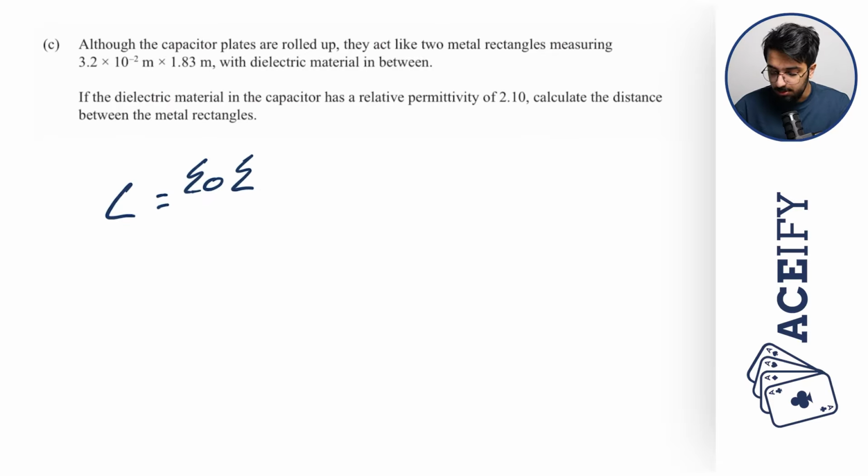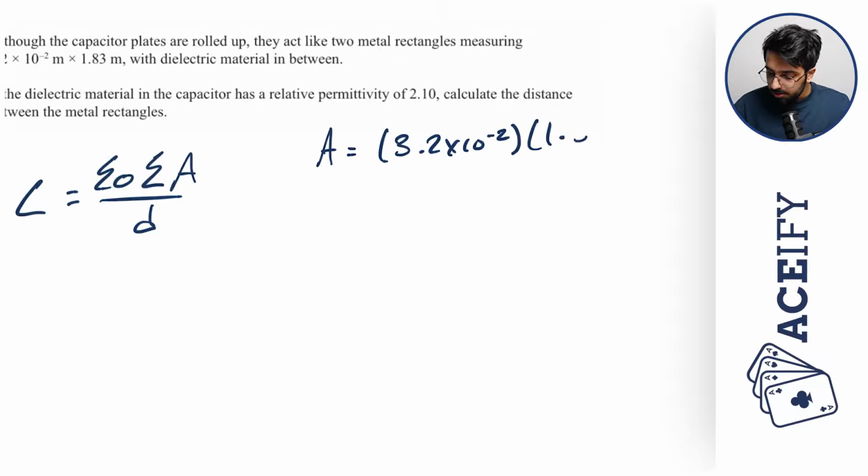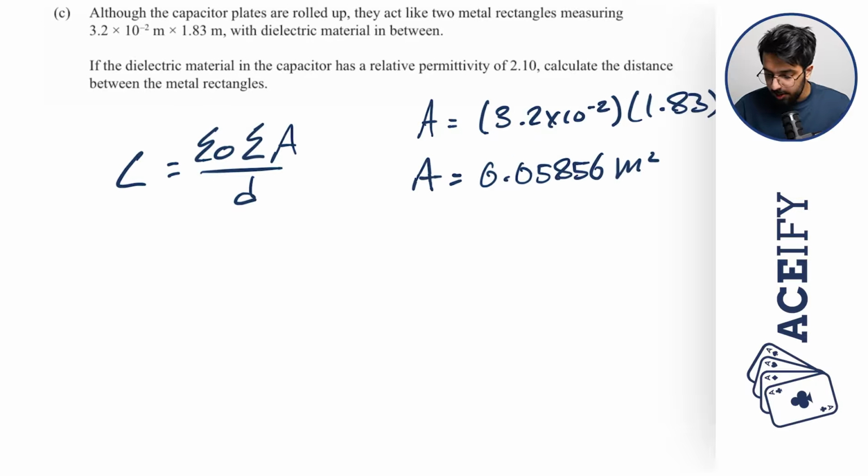times the relative permittivity, times our area, all over our distance. We are given our dimensions, and so we can find our area. That's going to be equal to 3.2 times 10 to the negative 2, multiplied by 1.83, and this gives an area of 0.05856 meters squared.